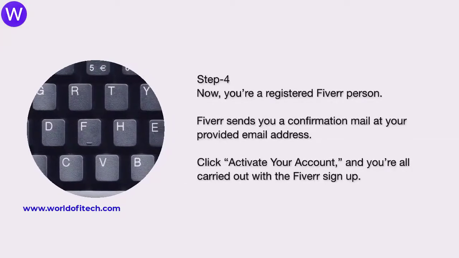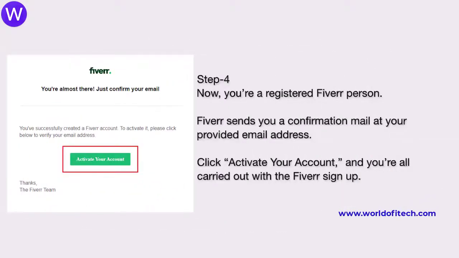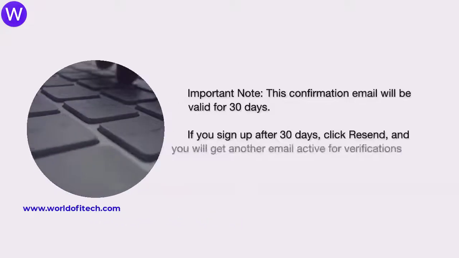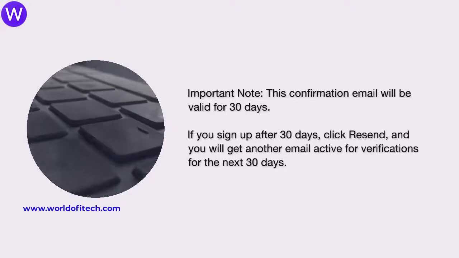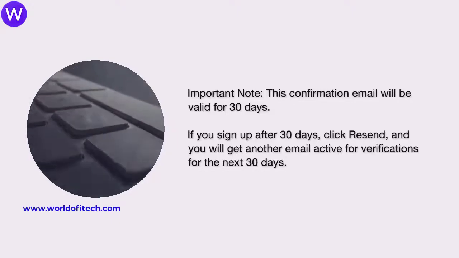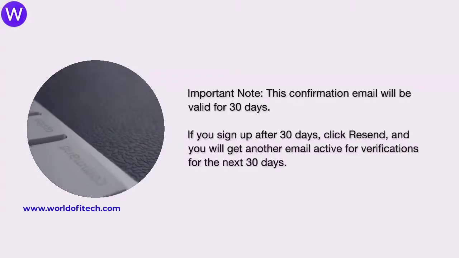Fiverr sends you a confirmation mail at your provided email address. Click Activate your account, and you're all done with the Fiverr sign up. Important note: this confirmation email will be valid for 30 days. If you sign up after 30 days, click Resend, and you will get another email active for verification for the next 30 days.